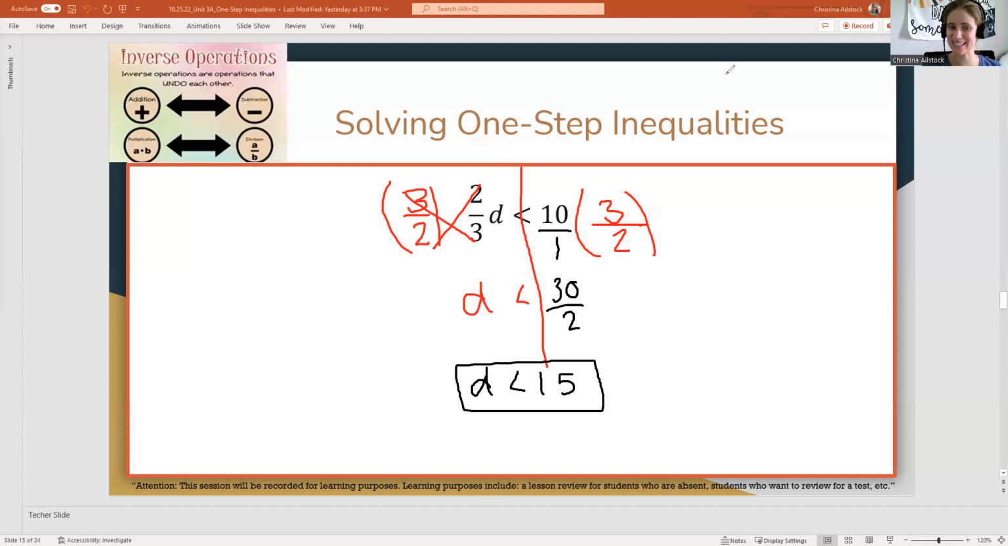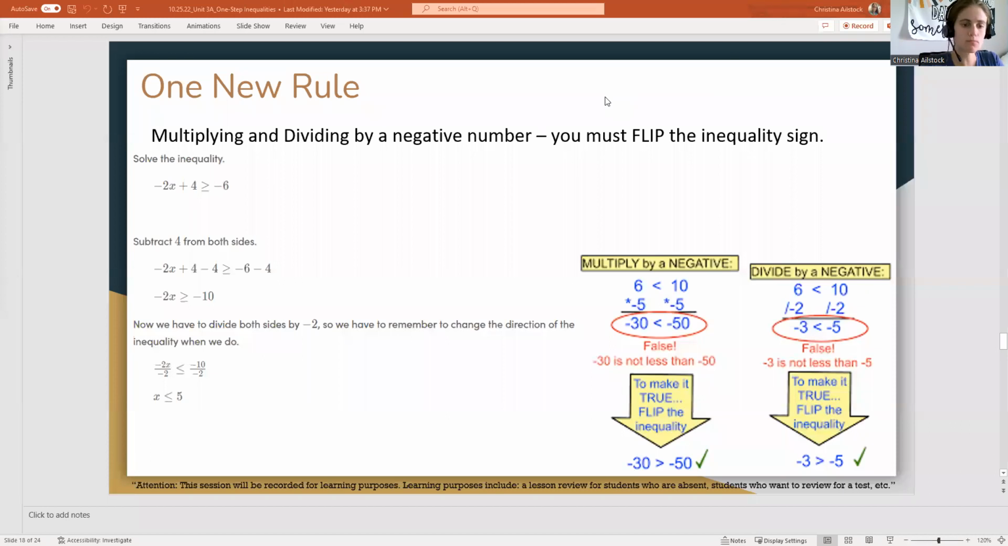All right, nice work. Now we're going to get into the one difference when it comes to solving an inequality that you don't have to do when you solve an equation. All right, here's that new rule. When you have inequalities, there's one special rule, and that special rule is if you multiply or divide, so that's the only time this happens, if you multiply or divide by a negative number, you must flip your inequality sign.